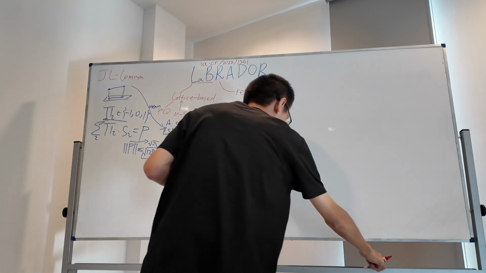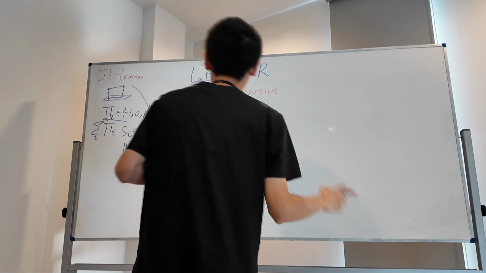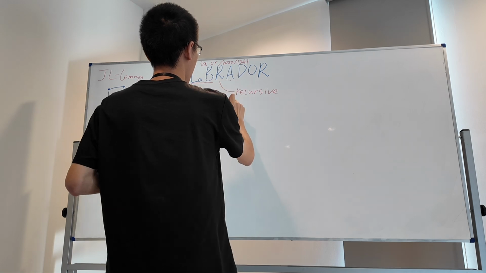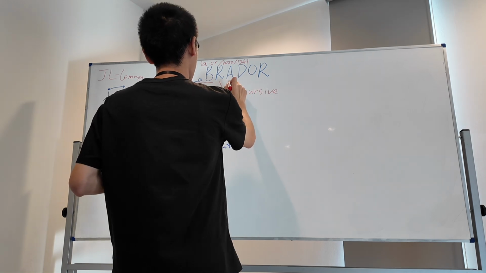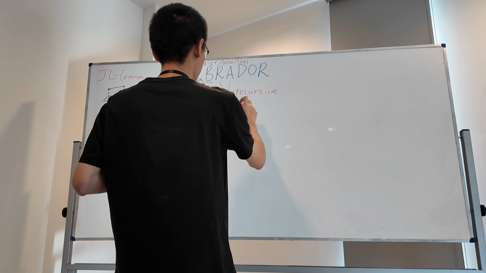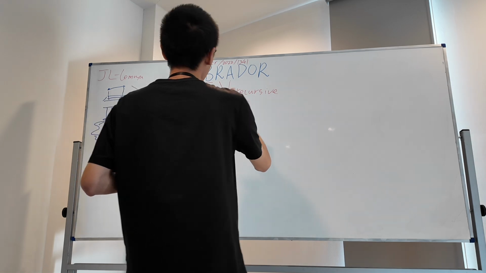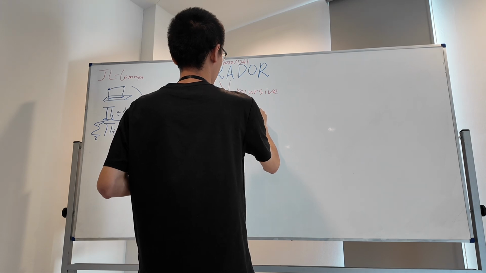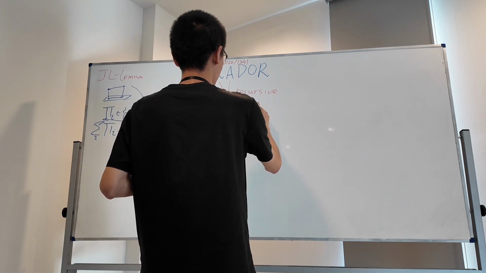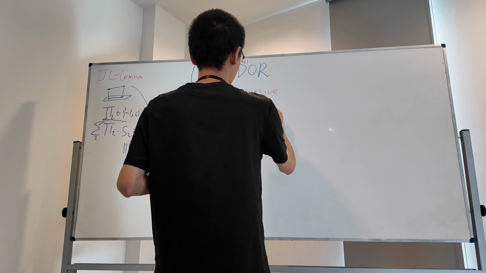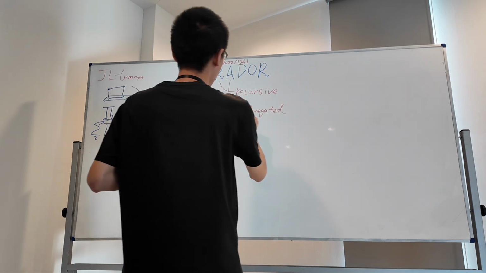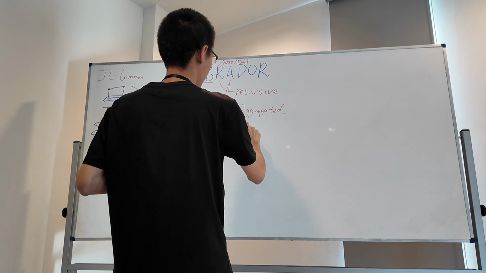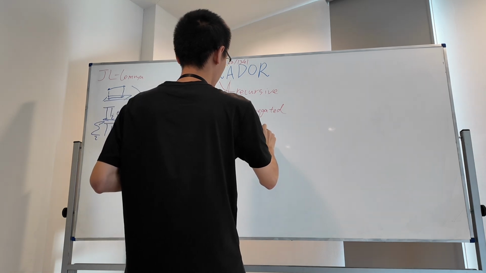Recursive, let me write all of it. This A means, I think there are two things of this A. Maybe the first one is aggregated. And second meaning is amortized.